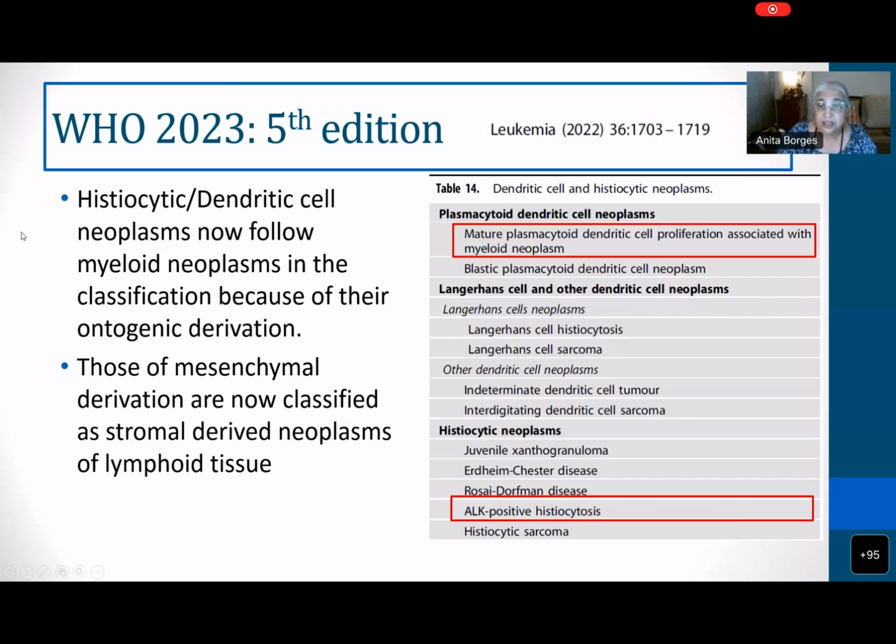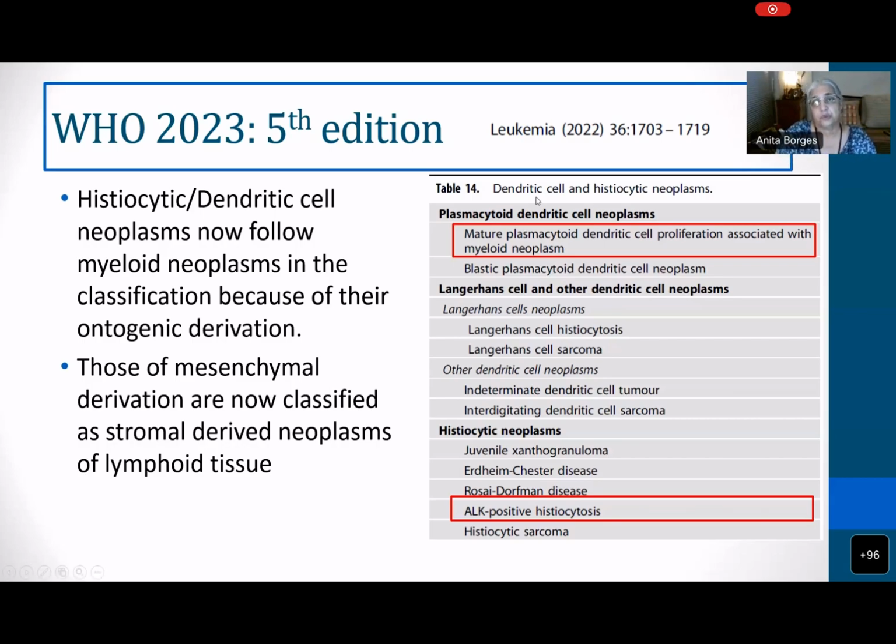That is what we saw on the left-hand side of the two cartoons that I just showed you. Now, what happens to those that we've been calling dendritic cell tumors for such a long time, the follicular dendritic cell tumor and the fibroblastic dendritic cell tumor? Here you see that those of mesenchymal derivation are now classified as stromal-derived neoplasms of lymphoid tissue, and they do not appear in the group of myeloid cell tumors. Yes, they will appear in the lymphoid tumors, because this 5th edition as well as the 4th edition had divided things into basically the classification of lymphoid neoplasms and the classification of those neoplasms that had something to do with the bone marrow.